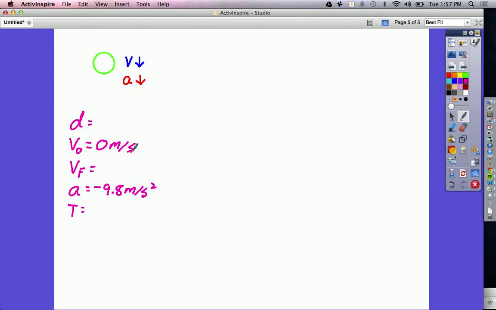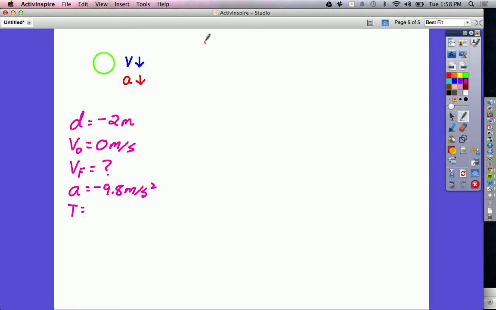2 meters. What's the displacement? Remember, displacement has direction. Since it's downward, it's going to be downward, negative 2 meters. And finally, the question is asking how fast is it going when it hits the ground? So we have our three numbers, displacement, initial velocity, and acceleration. We're looking for final velocity.